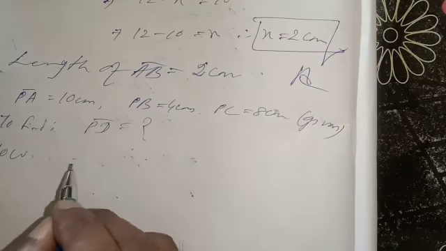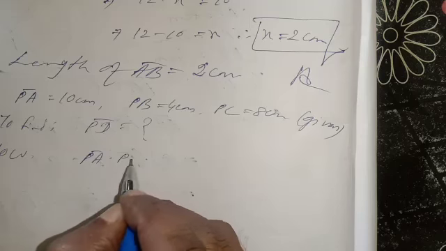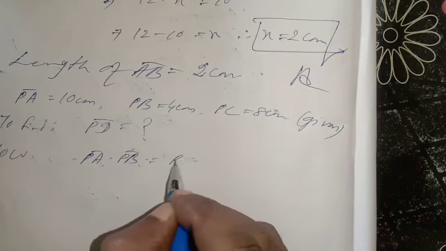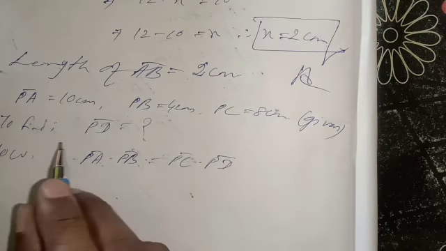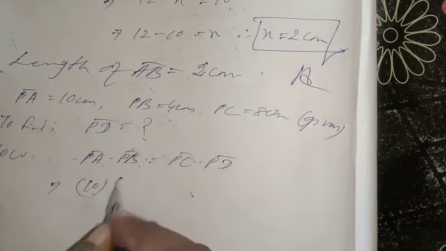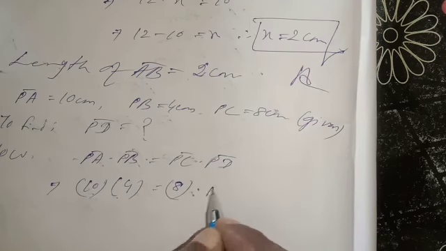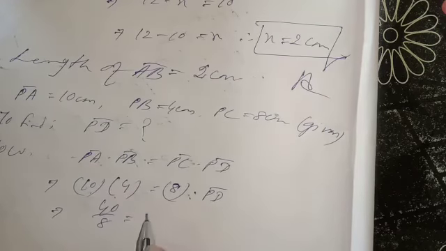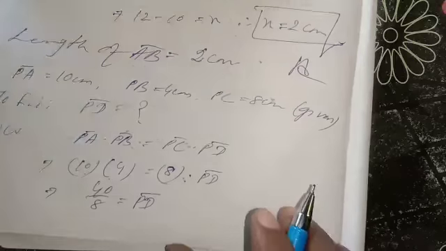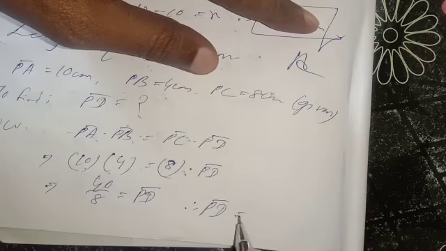Apply the same concept as per the property: when two chords intersect internally or externally, the product of the segments, that is PA into PB, is equal to PC into PD. Here PA is 10 centimeter, PB is 4 centimeter, PC is 8 centimeter, and PD you have to find out. 10 fours are 40, 40 divided by 8 will give you PD. 40 by 8 means 5 centimeter. Therefore the length of PD is equal to 5 centimeter, since 8 5s are 40.